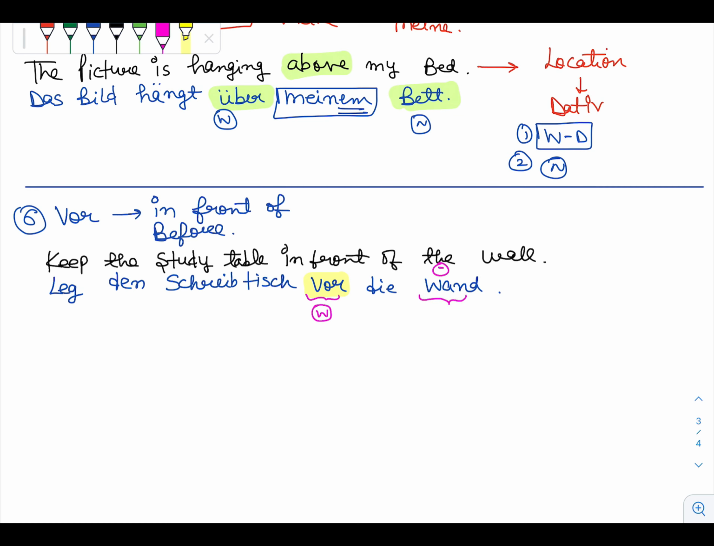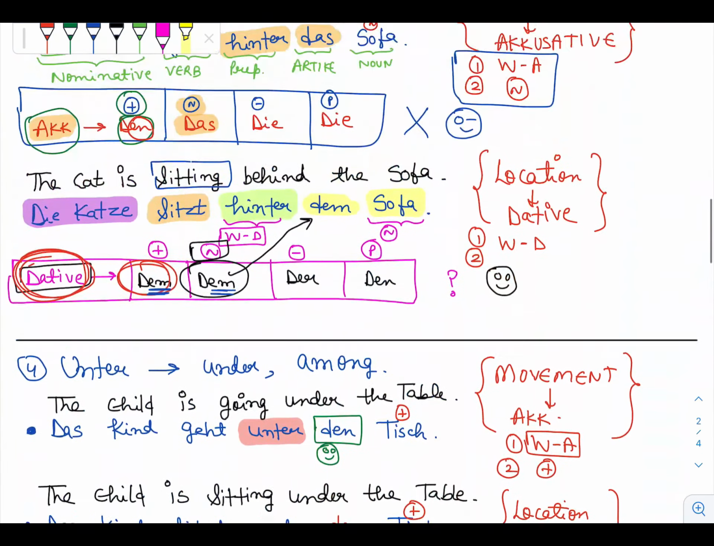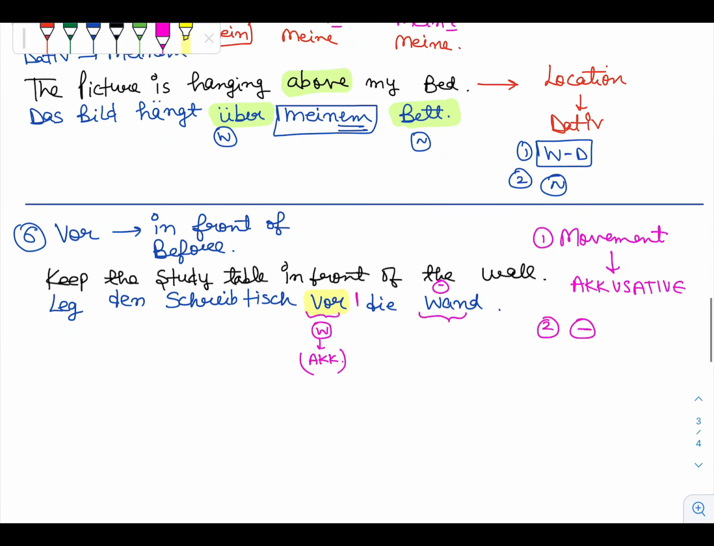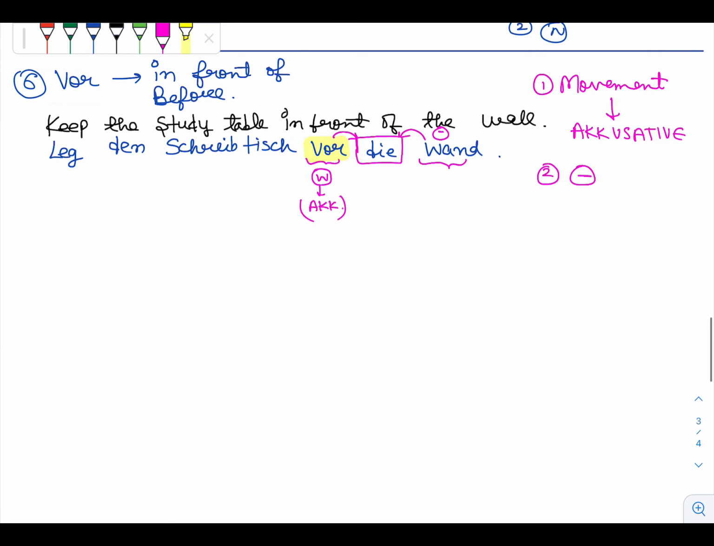Wand takes feminine. Keep the study table in front of the wall means here we are talking about the movement. So if there is movement, then accusative. So here it will be in accusative, and accusative of feminine. First thing, second thing, Wand takes feminine. Accusative of feminine, die. That's why here it is die. This also decides and this also decides. Okay.